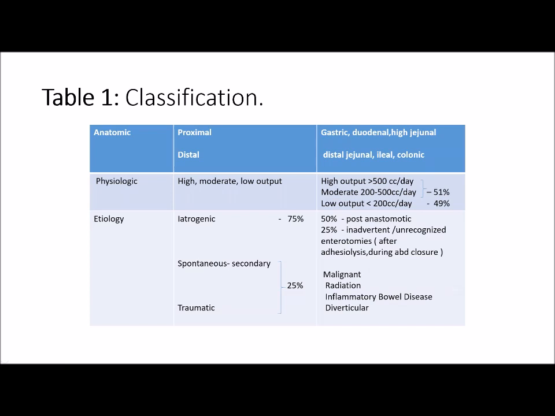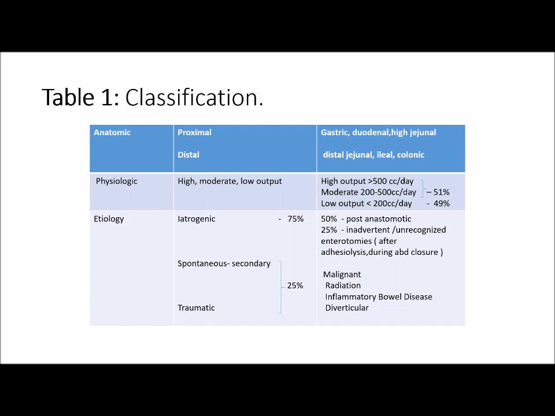Now, if you look at the classification, it could be an anatomic classification, physiological classification, or an etiological classification. The anatomical classification basically deals with the site from where the fistula has formed. If it's proximal, we're talking about the stomach, the duodenum, the high jejunum. Distal, we're basically talking about the distal jejunal, the ileal, and the colonic. Physiologically speaking, it depends upon the volume of the output, and is graded as high output and low output. You'll be encountering this term fairly commonly throughout the discussion of enterocutaneous fistula, not only here but in any of the books that you choose to refer to.